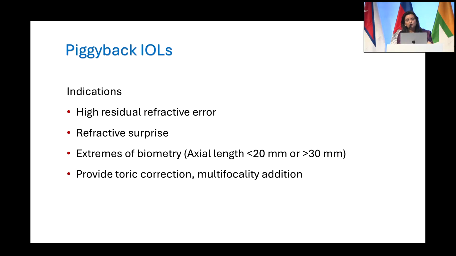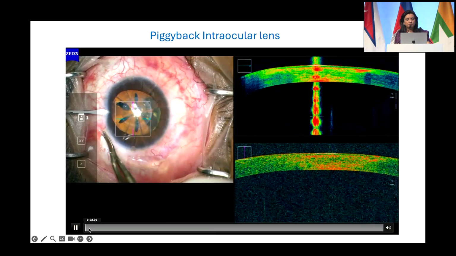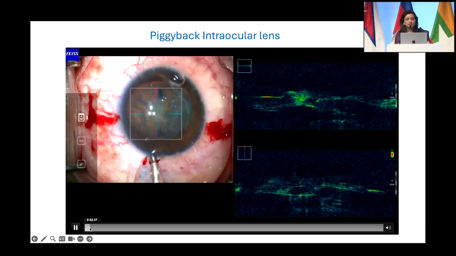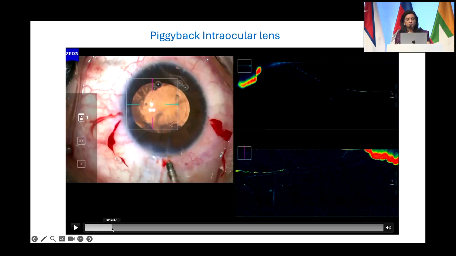Then piggyback IOLs can also be done in cases of high residual refractive error, when there's a refractive surprise, when there are extremes of biometry, and they provide toric correction as well as multifocality addition. And this is a case in which the piggyback intraocular lens implantation was done in a post-RK patient where there was a residual refractive error which was present.